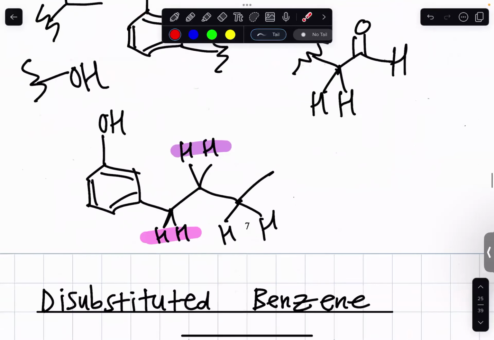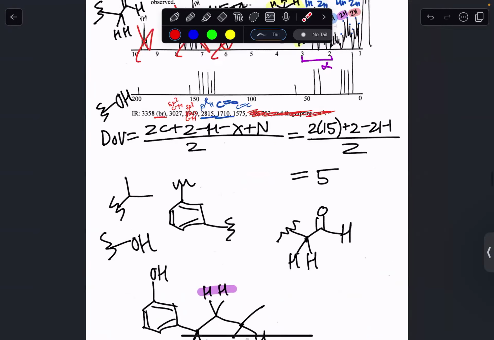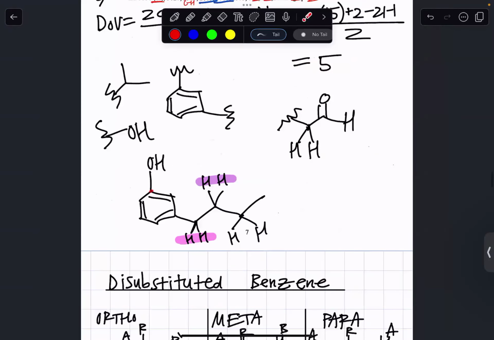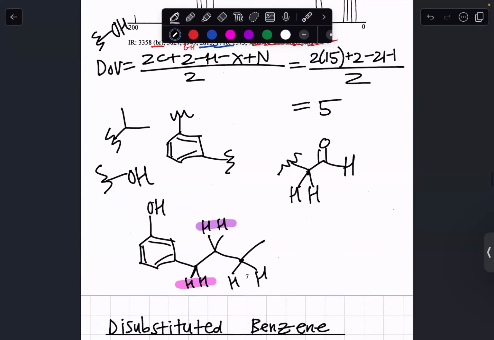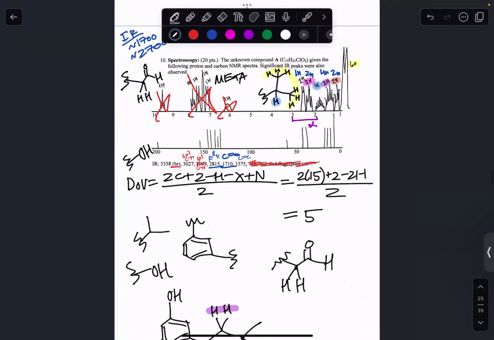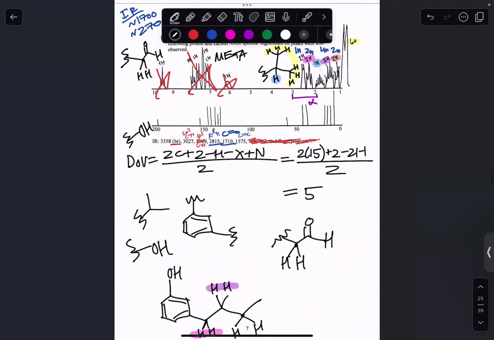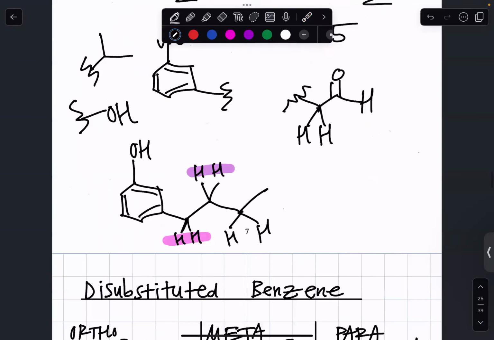Let's keep track of how many carbons we used up. We used up 1, 2, 3, 4, 5, 6, 7, 8, 9. Okay, now we gotta add our isopropyl group and aldehyde somehow. Let's see. 2H, 2H. Let me put an aldehyde here, and let me put the isopropyl group here, right?